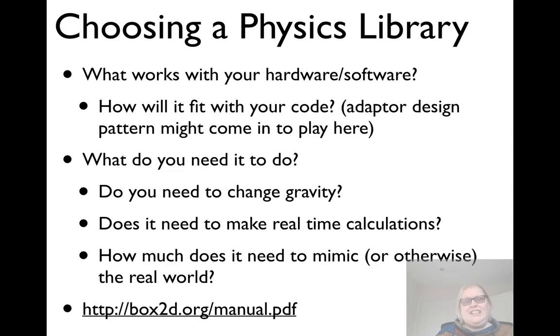And in general, think about how much does it need to mimic the real world, or otherwise? Is it kind of cartoon physics you're looking for? Or is it completely real world physics? Because that makes a difference to choice.